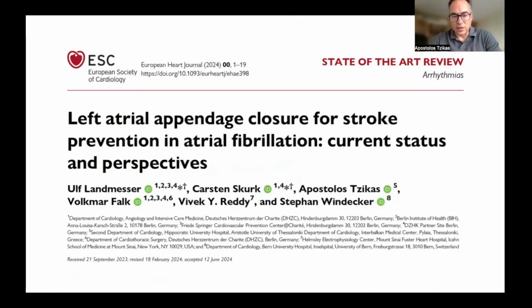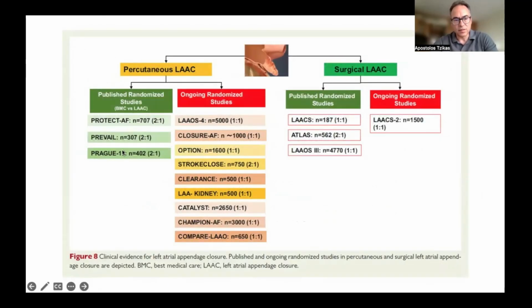There are several randomized clinical trials happening. There is a nice review that we wrote recently. You may refer to that in the European Heart Journal, where you can see the studies that have been conducted and the studies that are in progress. You see that we have many studies in progress. The OPTION trial was published recently, and this is what I will briefly present to you.